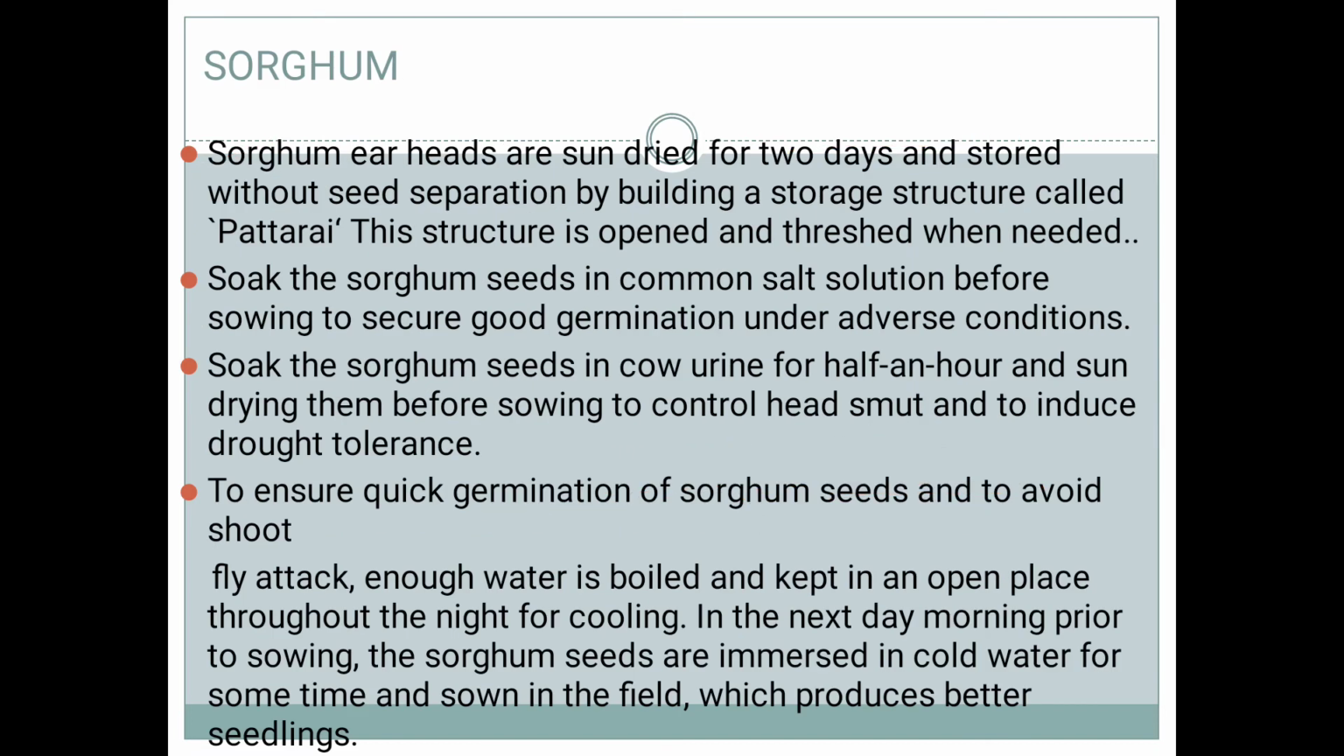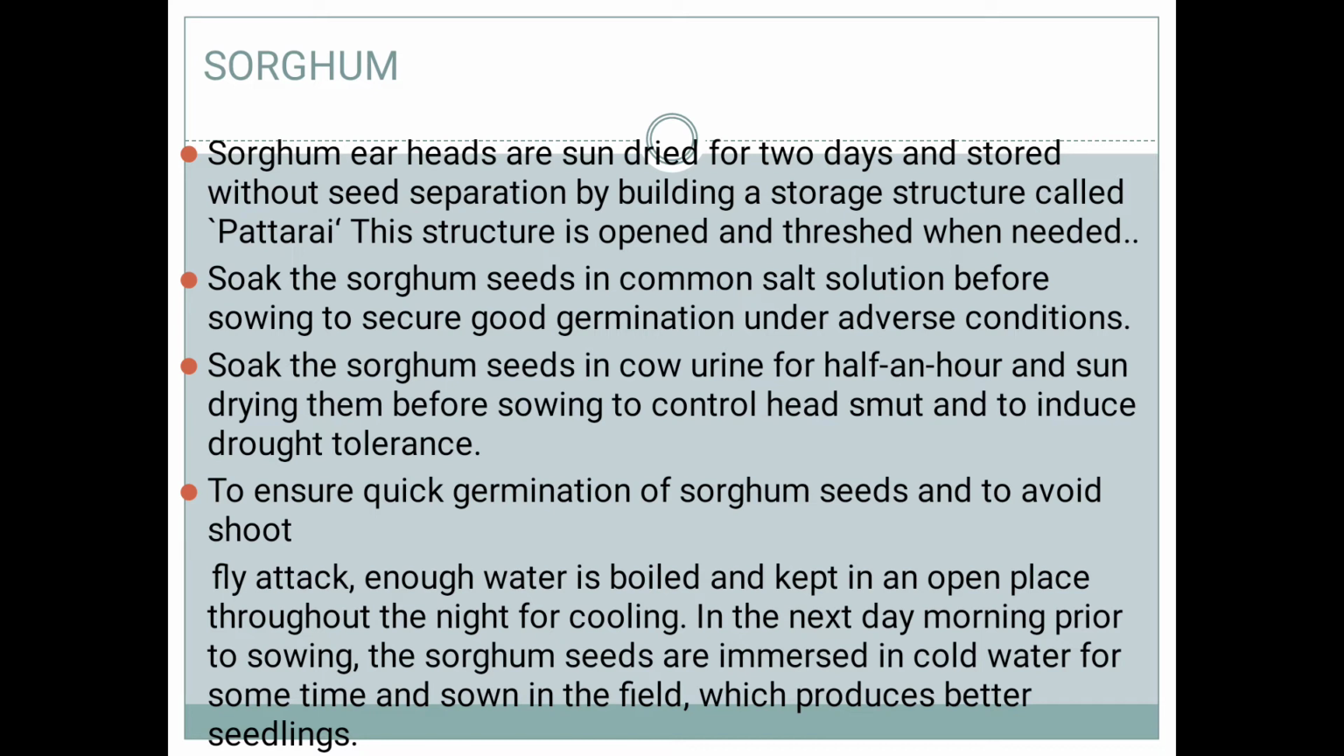Then sorghum ear heads are sun dried for 2 days and stored without seed separation by building a storage structure called a patarai. This structure is opened and threshed when needed.